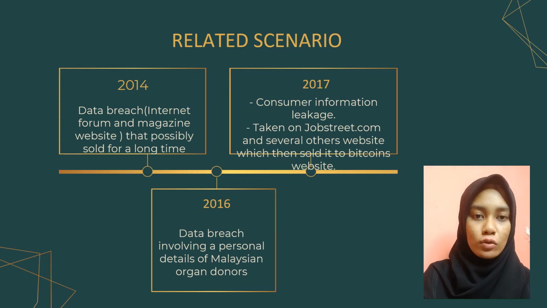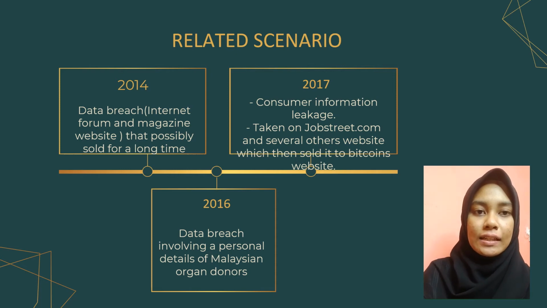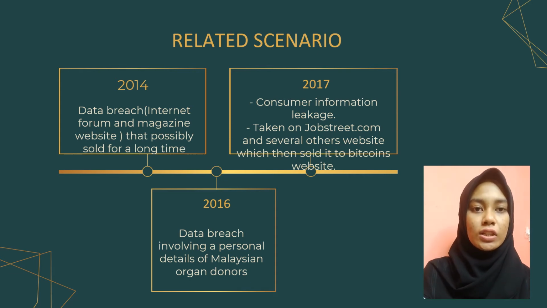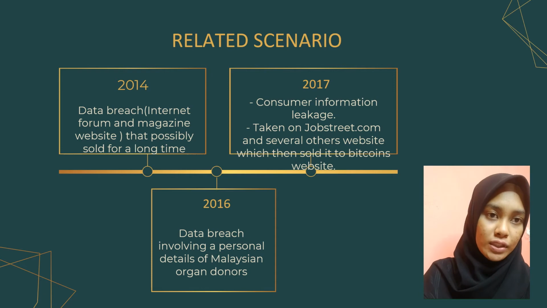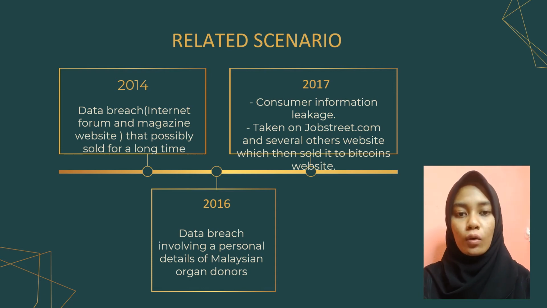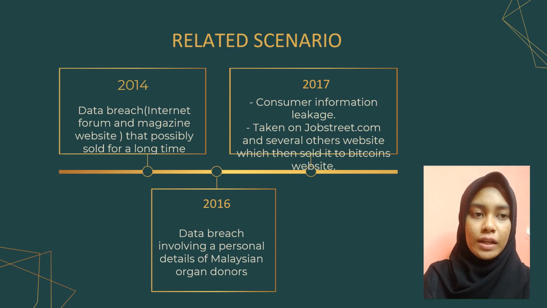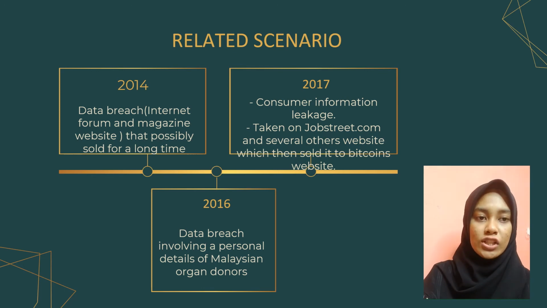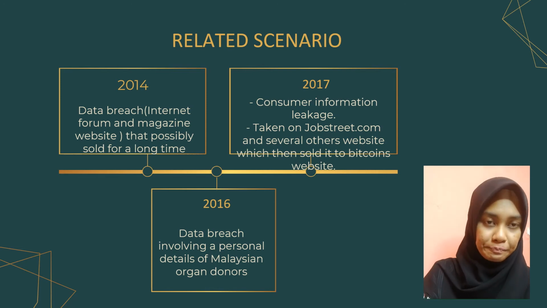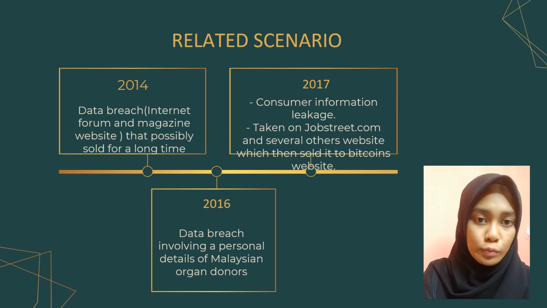Followed by another news in 2016 involving personal details of Malaysian organ donors. Meanwhile, in 2017, it was reported that there was a consumer information leakage, which was the very first time a data leakage involving consumers occurred. It was mentioned that the leaked personal information was taken from jobstreet.com and several other websites, which they then sold to Bitcoin websites. There is no further information regarding the provided information besides alerting the telecommunication service to be careful in handling consumer information.